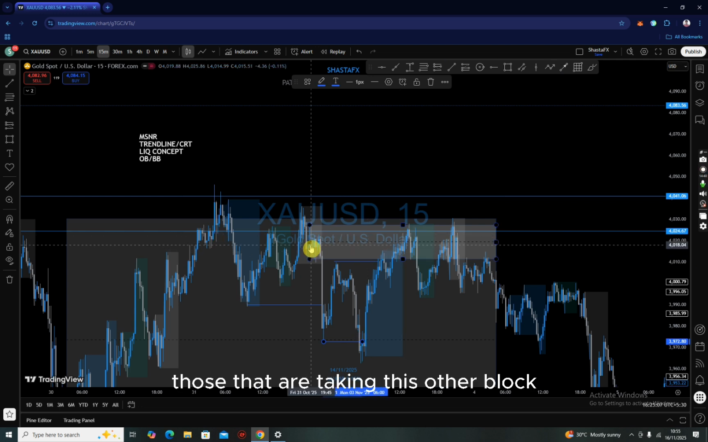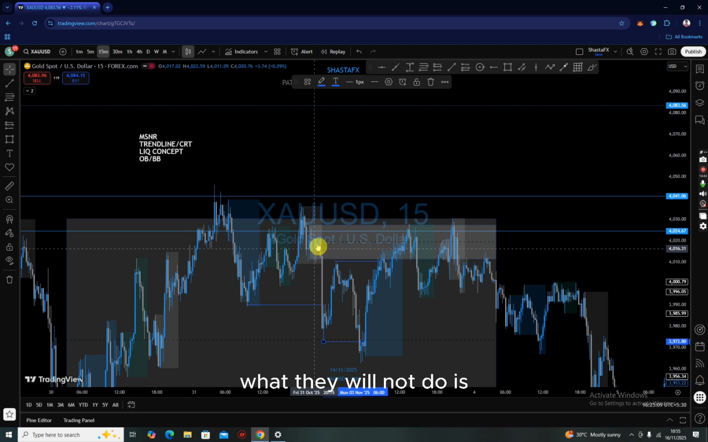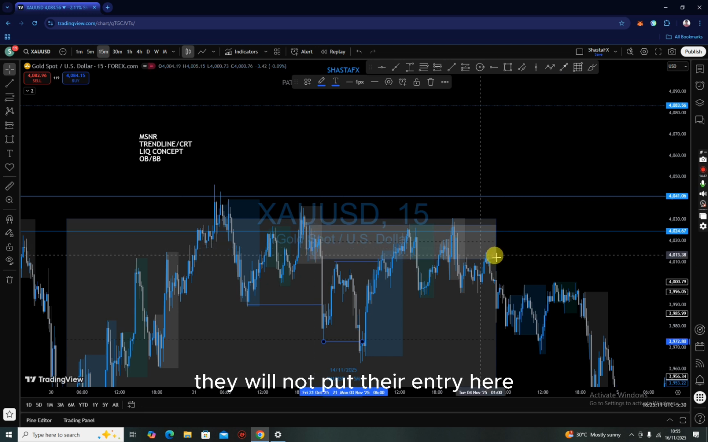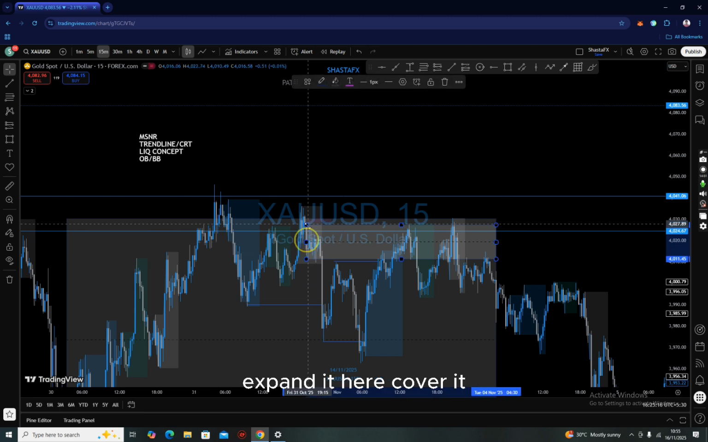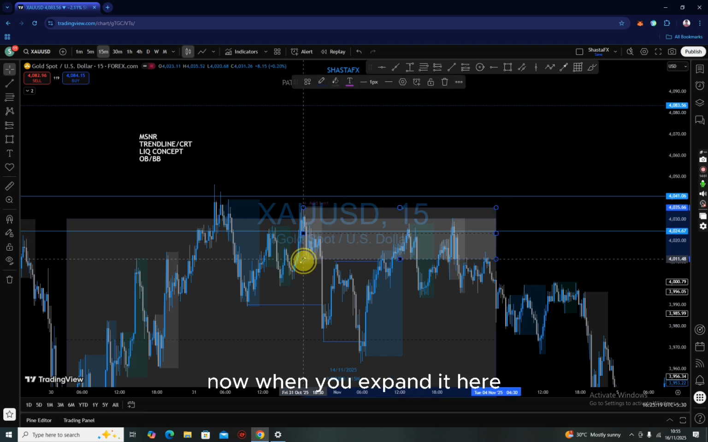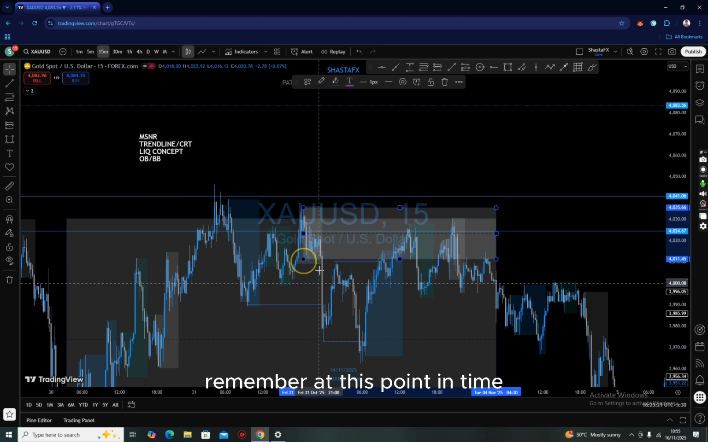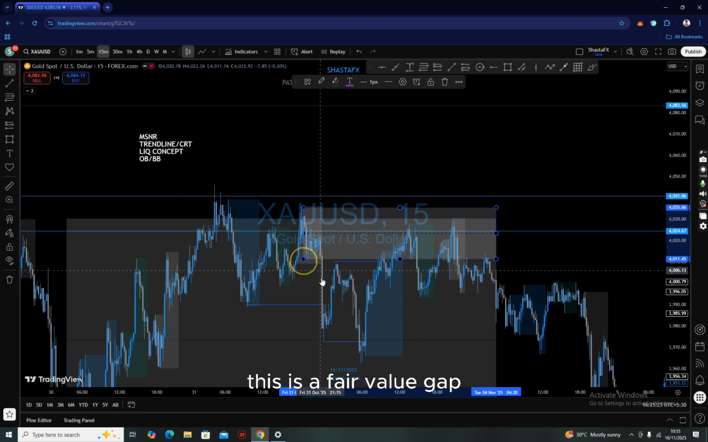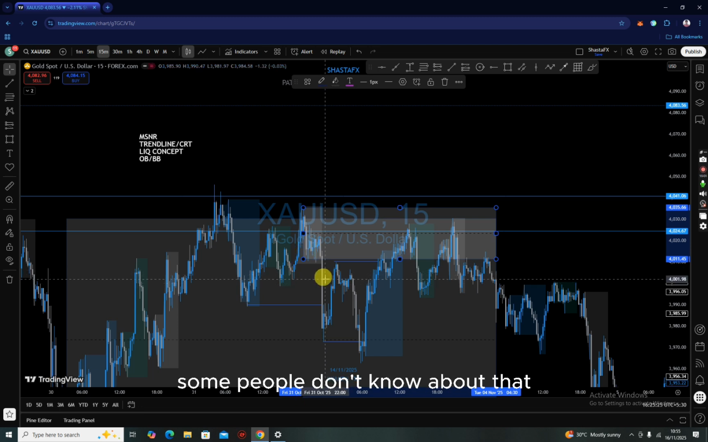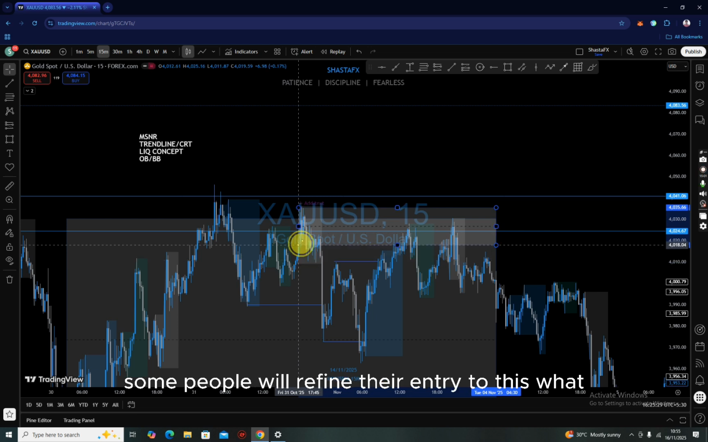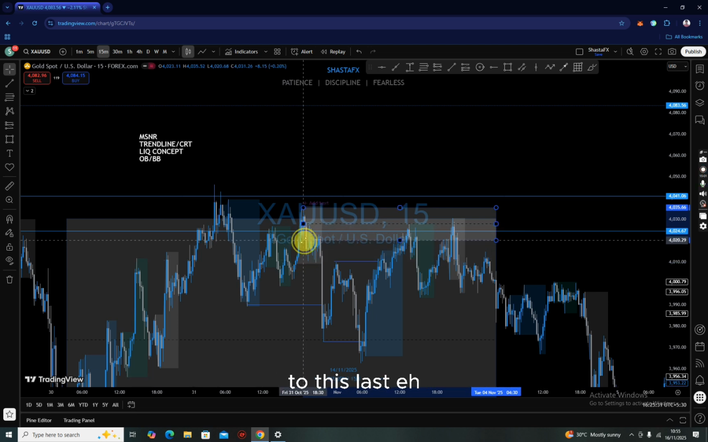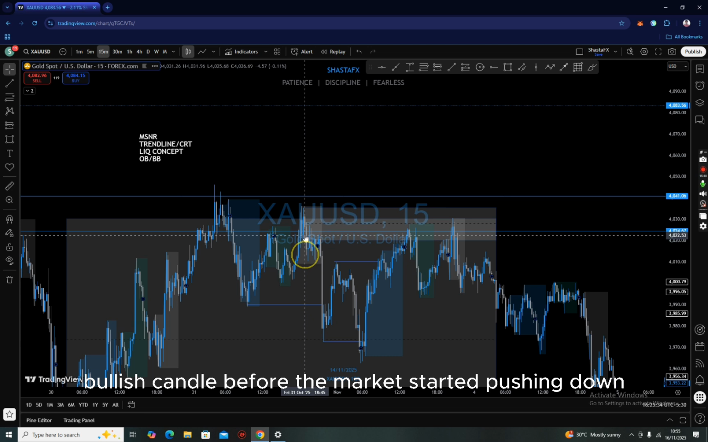Those that are taking this order block, what they will do is put their entry here. So what would some people do now? Some people will refine their entry from here, expand it here, cover it. Now, when you expand it here, remember at this point in time, this is a fair value gap. Some people don't know about that, but let's not go there. So looking at this now, some people will refine their entry to this last bullish candle before the market started pushing down.